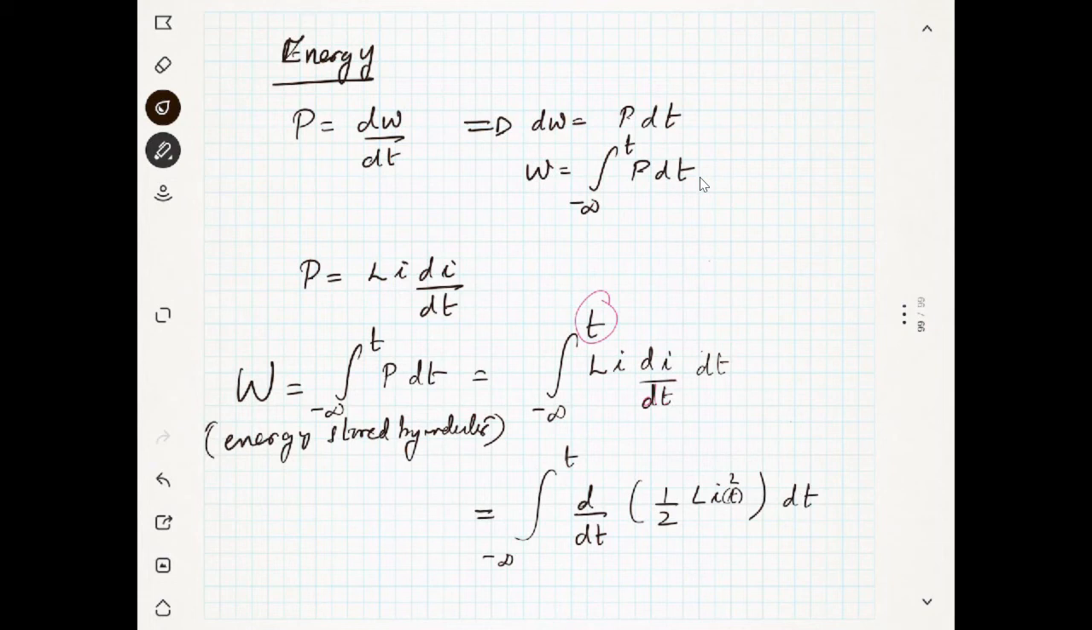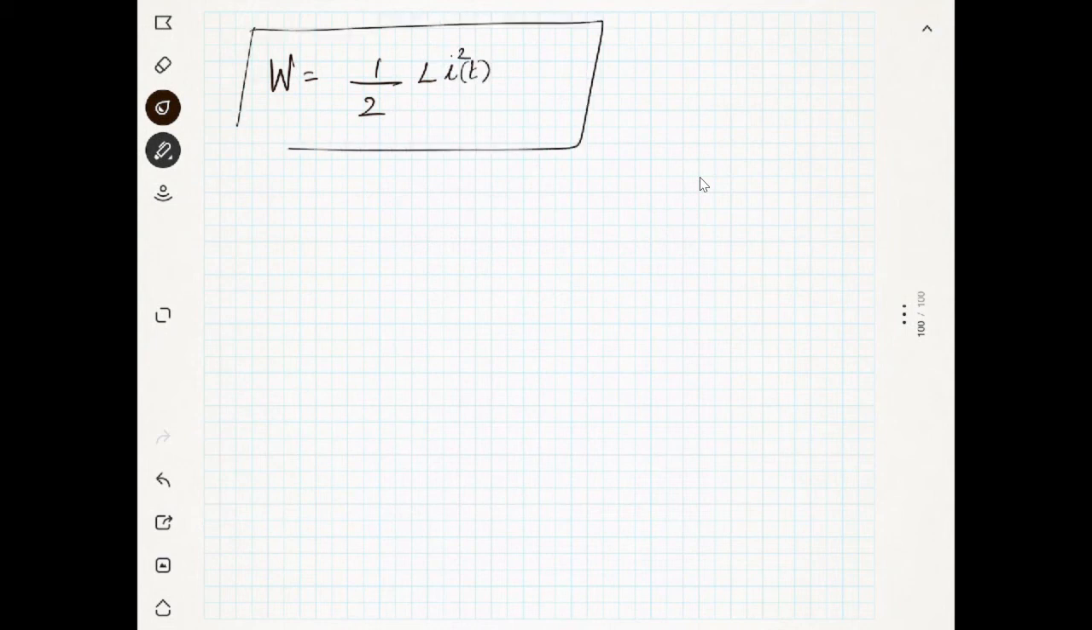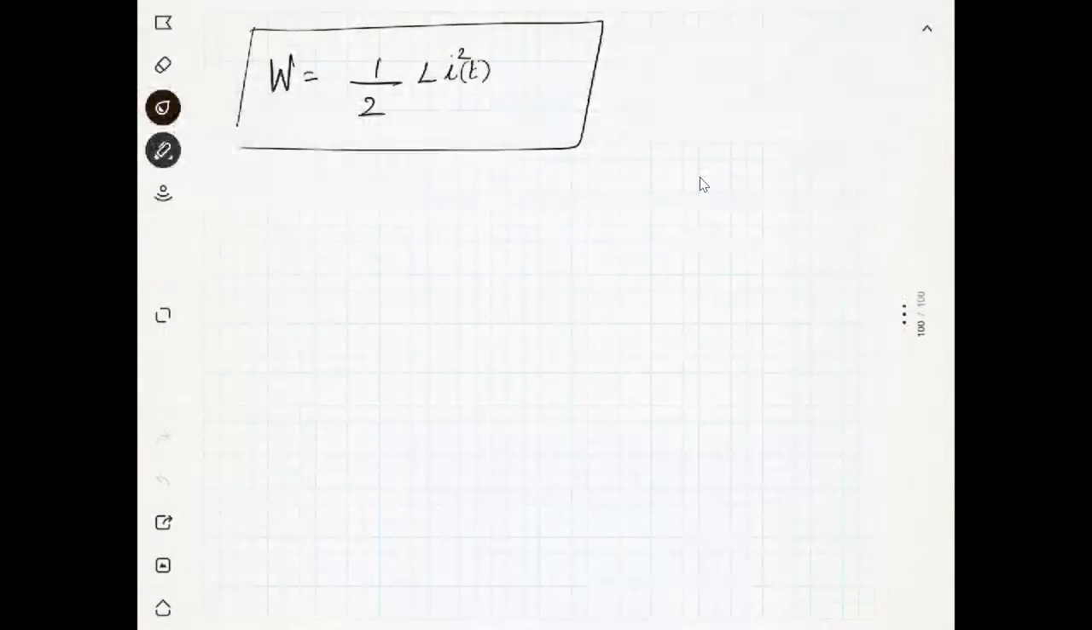What if it became like this? Yes, we can write like this. So what will be the integral? The integral will be half into L i square. So I can say that the work is equal to half into L into i of t squared. So this is what the integral becomes. You are integrating and you can see here half of L i square. So this is the integral.